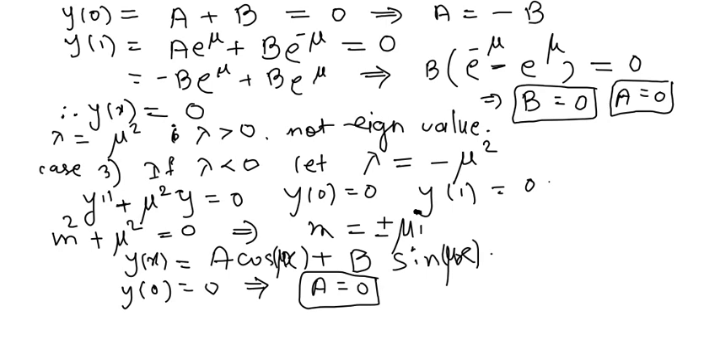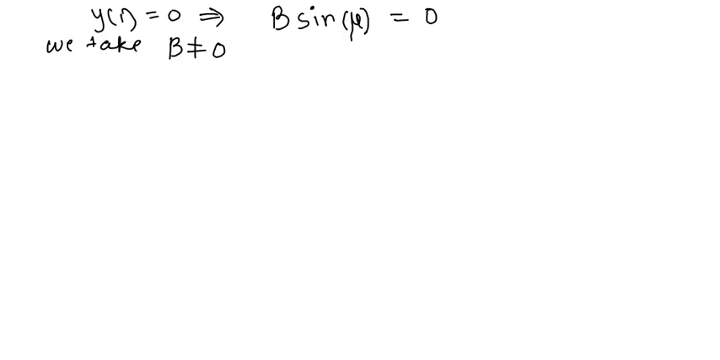See here, already a is 0, right? So again, if b is 0, we will get a 0 solution, which is also not the eigenfunction. Hence this is also not the eigenvalue. So in order to get the non-zero solution, we will have to take, in that case we will get only the trivial solution. But it may if sine of mu is equal to 0, and if b is non-zero, then we will get the non-zero solution.